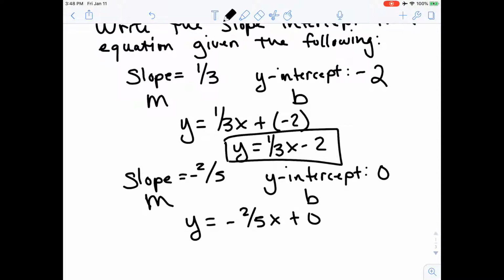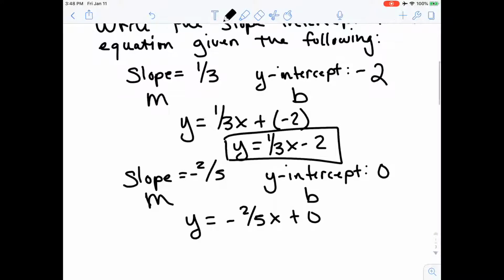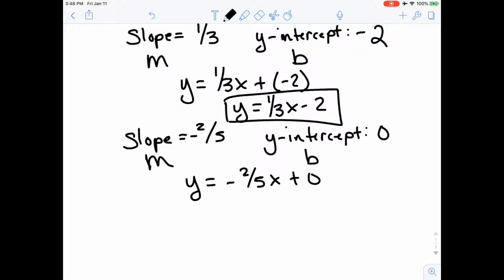Now, sometimes they might do this. The graph of this equation would go through the origin, through 0, 0. So you can write it like this, every time. You might also see this as y equals -2/5 x. If you come across an equation and there's no plus or minus some number, then obviously the intercept is at 0 and it goes through the origin.